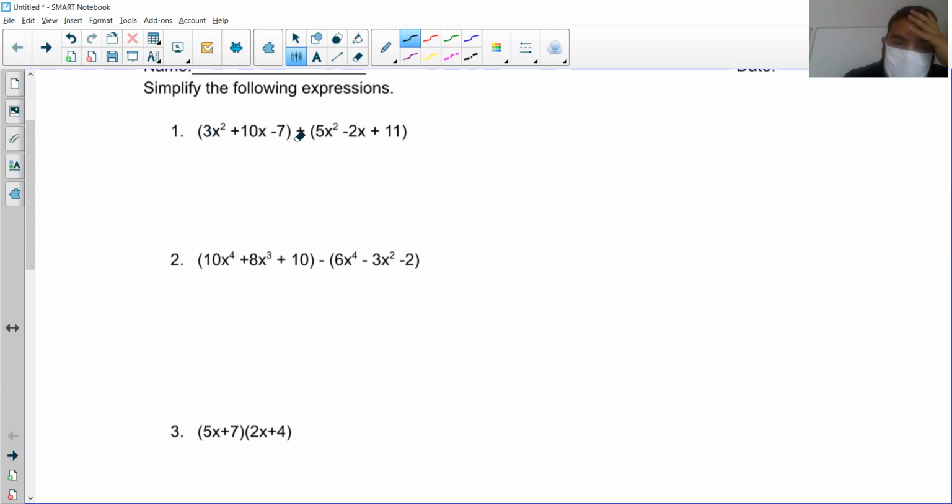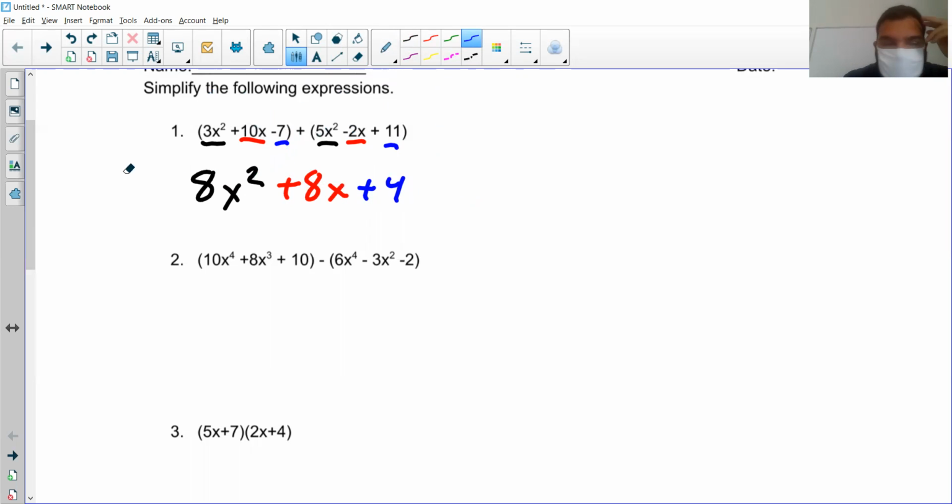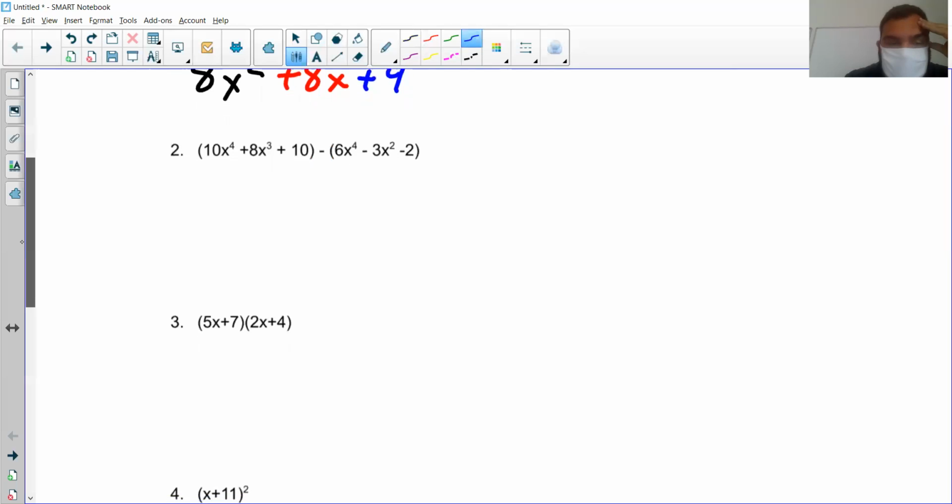So first, when you have adding like this, you add what's alike. So 3x squared goes with 5x squared. So 3 plus 5 is 8x squared. 10x goes with negative 2x. So 10 plus negative 2 is 8x. And then negative 7 plus 11 plus 4. So 8x squared plus 8x plus 4. This is simplified, so you don't need to factor out anything in common. You just stop right there. That's how your multiple choice answers will look like.